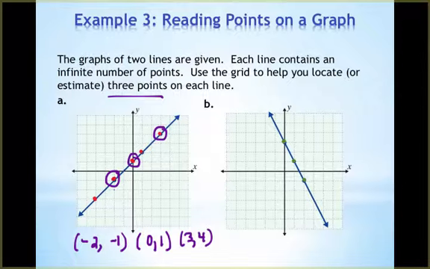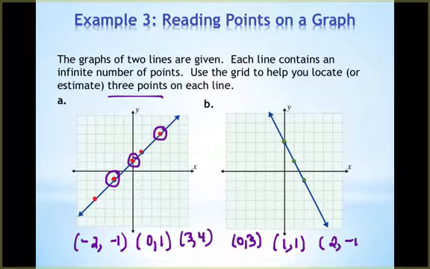So our ordered pairs, the first point is at (0, 3), because it's over 0 up 3. Our second point is at (1, 1), over 1 up 1. And our third point is at (2, negative 1).